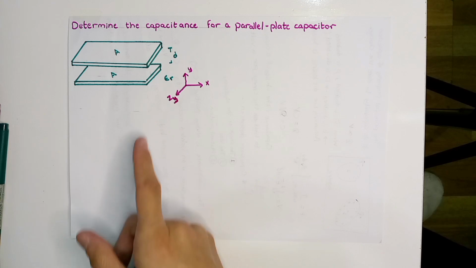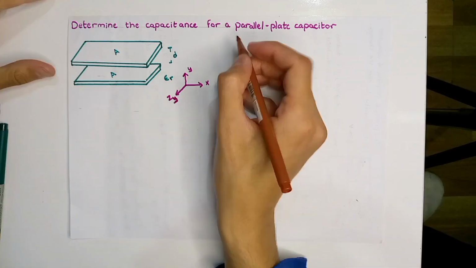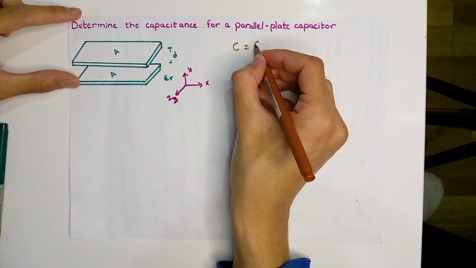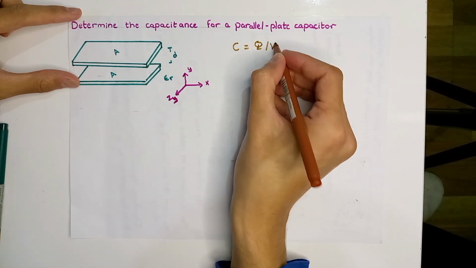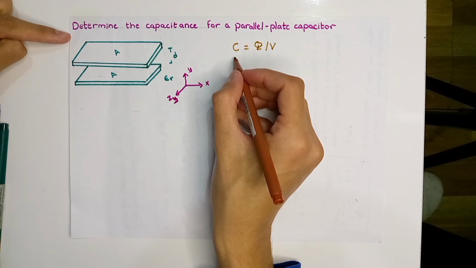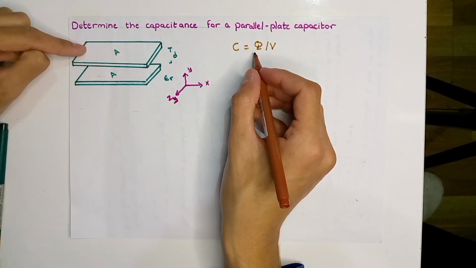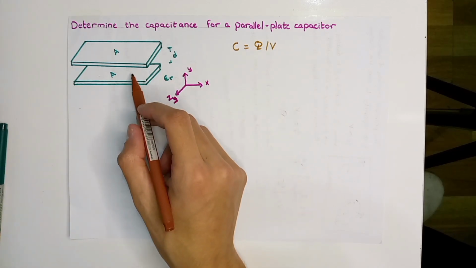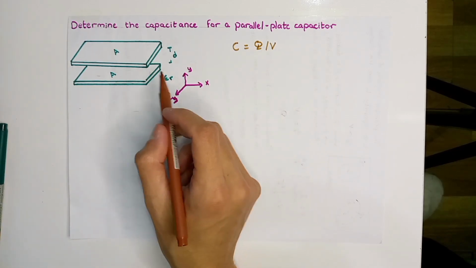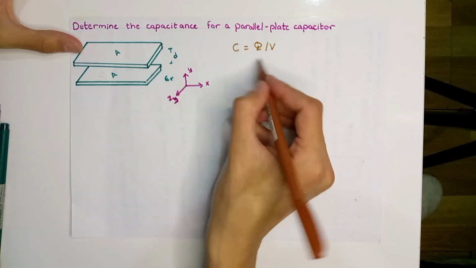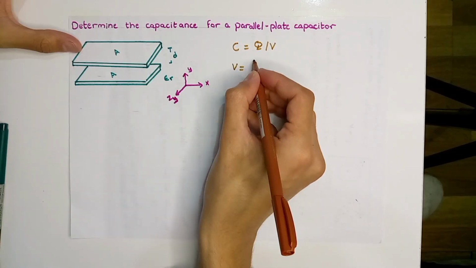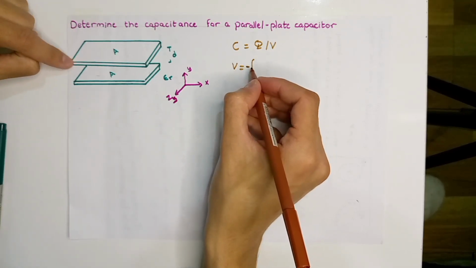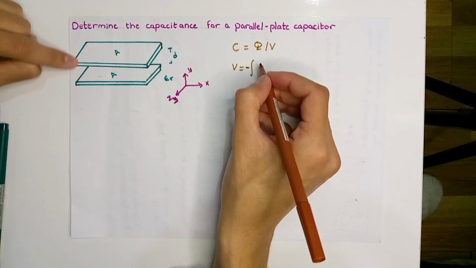To determine the capacitance, we are going to use this equation: C is equal to Q over V, where C is the capacitance, what we want, Q is the charge on these two conductors, and V is the potential difference between these parallel conducting plates. How can we find the electric potential? V is equal to the negative line integral of the electric field between these two plates.